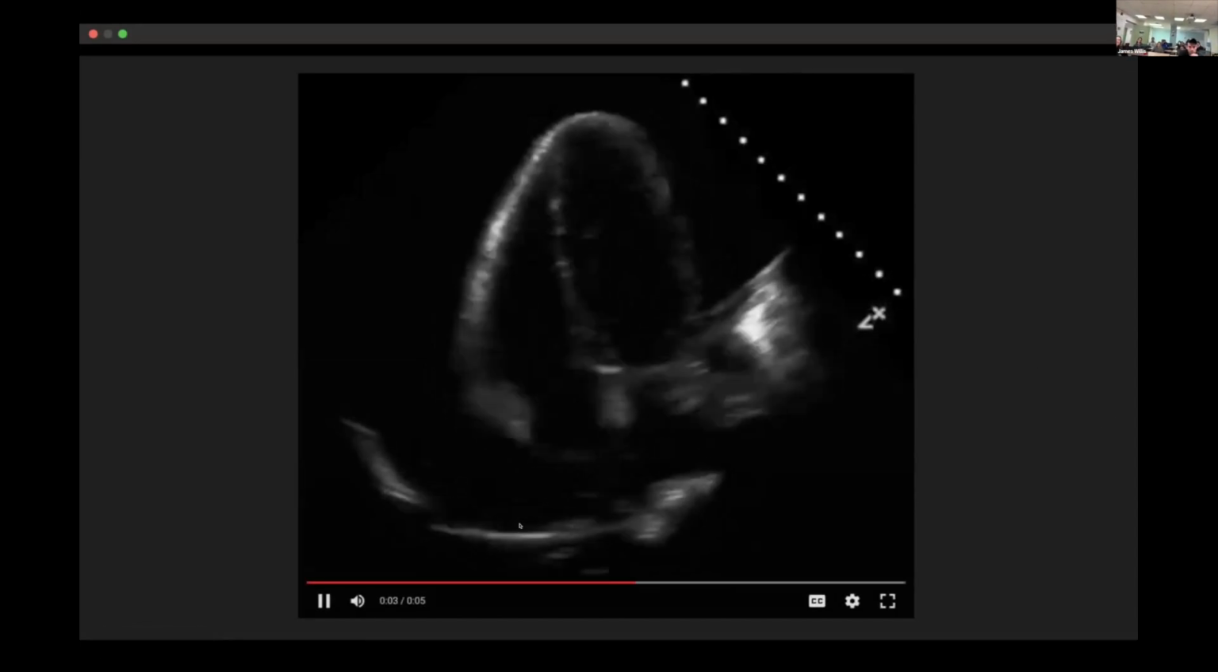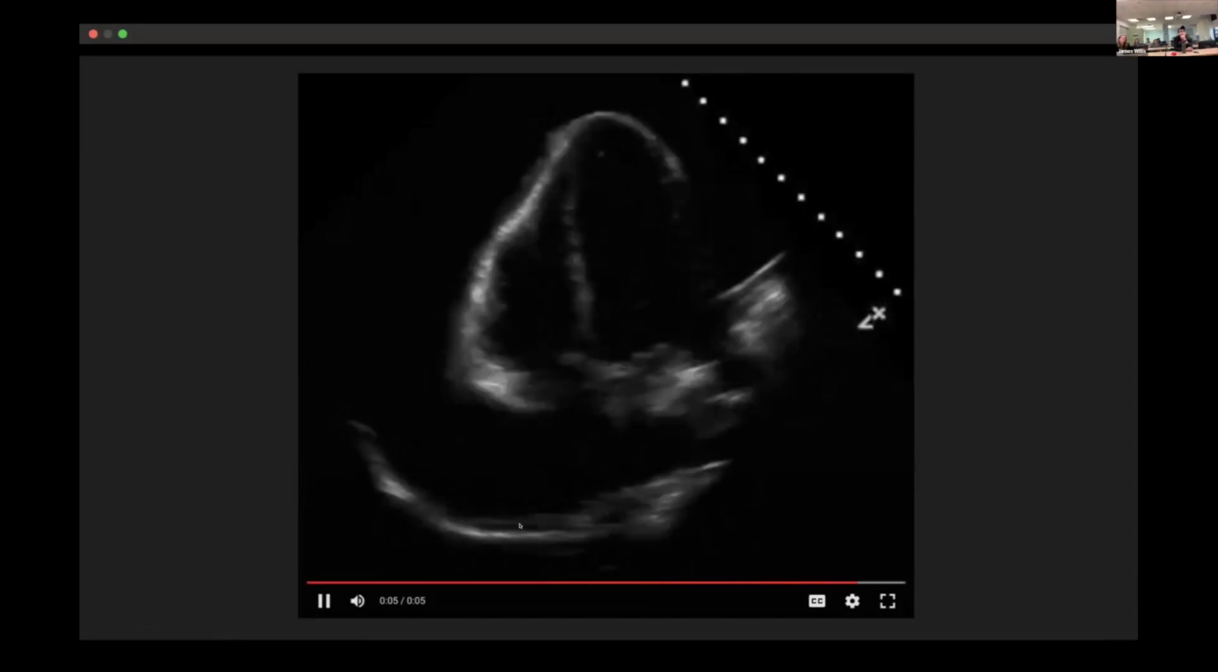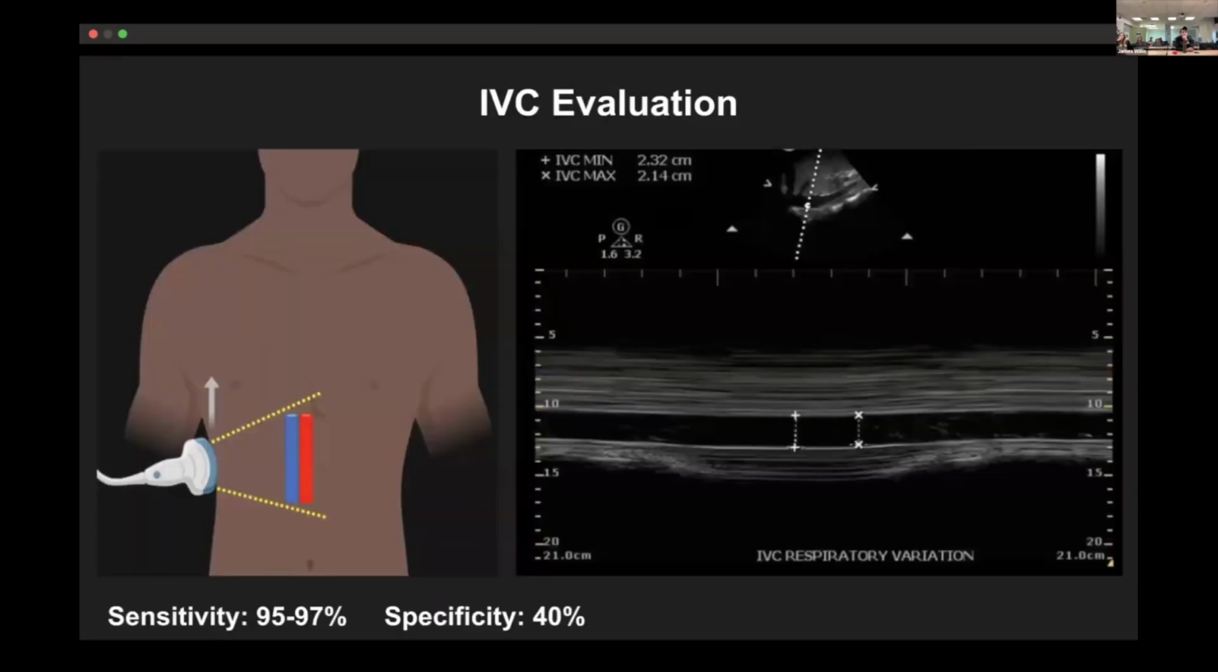All right, cool. Next one is IVC evaluation. We all know how to do this. Go to your subxi, twist it, look for the IVC. The important thing to remember is that if you're going to measure the diameter of the IVC, it's 2 centimeters from the junction of the RA and the IVC joining together. So what I like to do is take my measurement, put it at the junction, measure out 20 millimeters, and then measure the diameter.